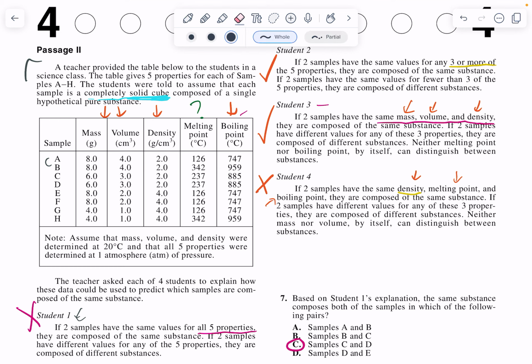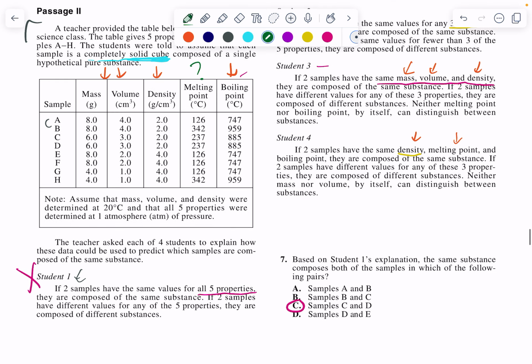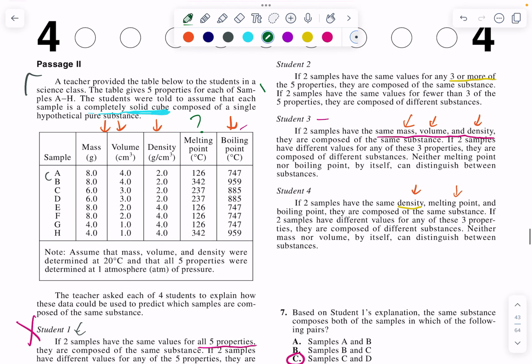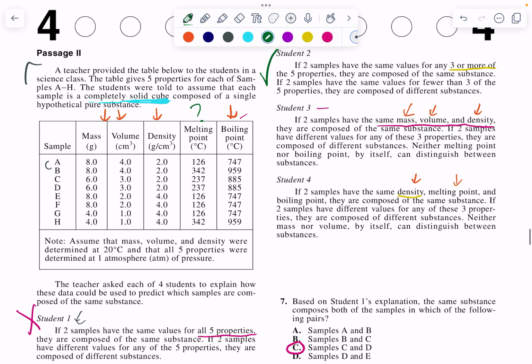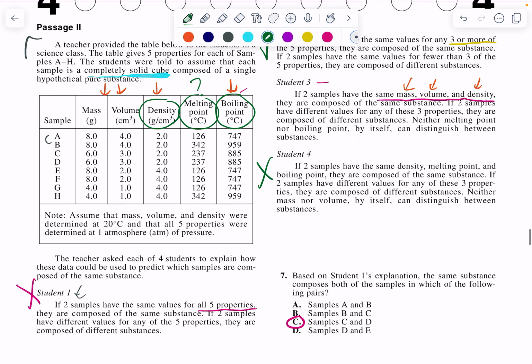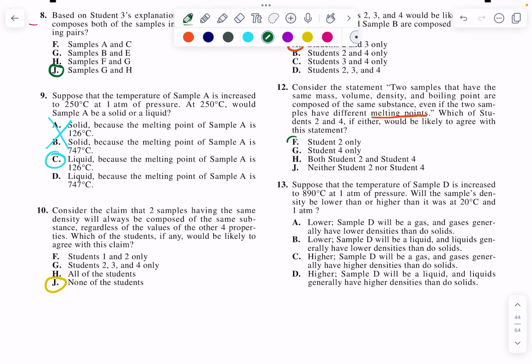So they want to compare student 2 and student 4. Who would say they're the same? So student 2 says if two samples have the same value for any 3 of the 5. And this says, hey, yeah, this has got 4 of the 5 that are the same. So student 2 would definitely agree in that. Just checking that I read that right. Student 4 says if two samples have the same density, melting point, and boiling point. So student 4 says they have to have density, melting, and boiling. Now, they don't have the same melting point, so student 4 is not going to agree with this. So student 2 is the only one who would say those two are the same.